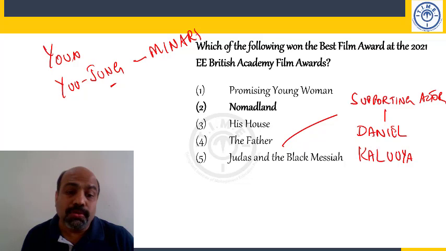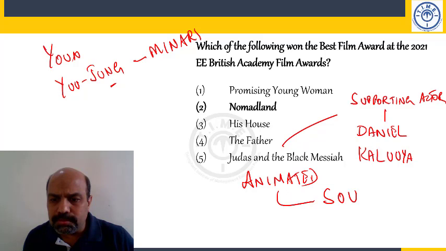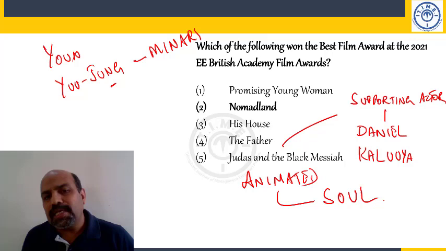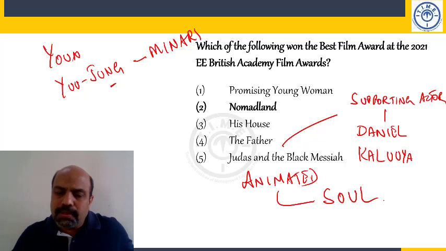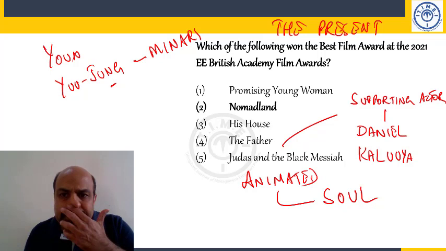Leave one line space. Okay, two more. Best animated film. Very good film: Soul. Next, last one. Best short film: The Present. The title of the film is The Present.